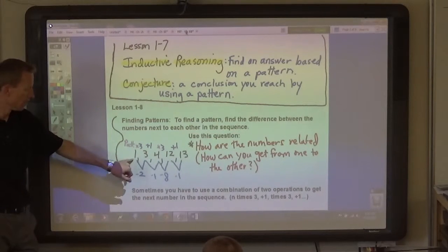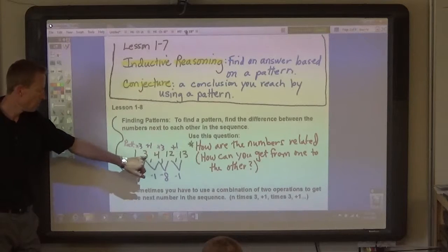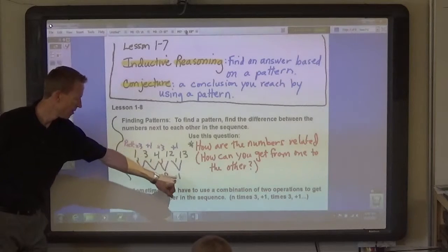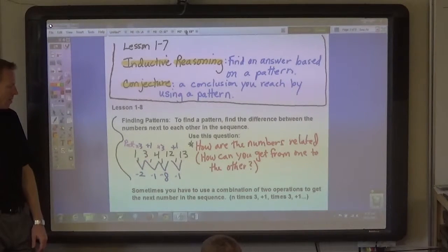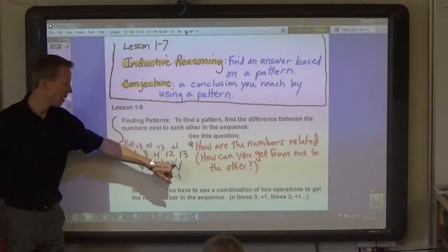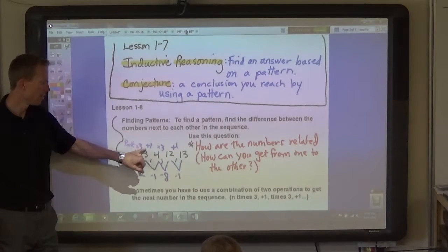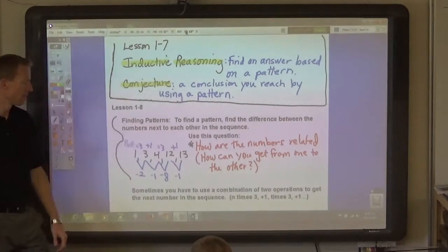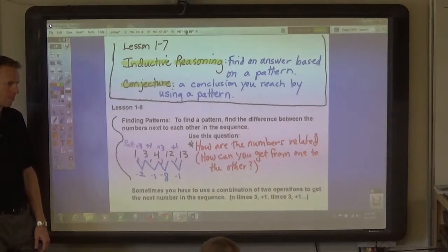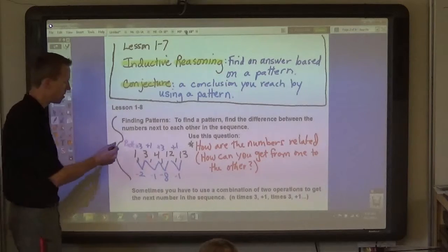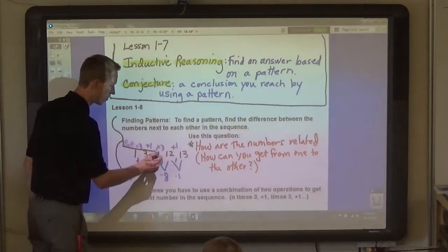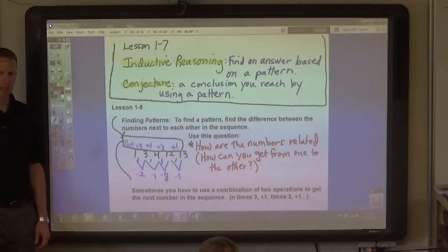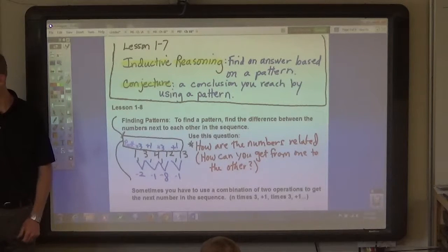So in this pattern, -2, 1, -8, 1. If you go backwards, if you go forwards, it's times 3 plus 1, times 3 plus 1. Okay? So the pattern is here. How do you get from one to the other? Sometimes it'll be a combination of multiplication and addition.